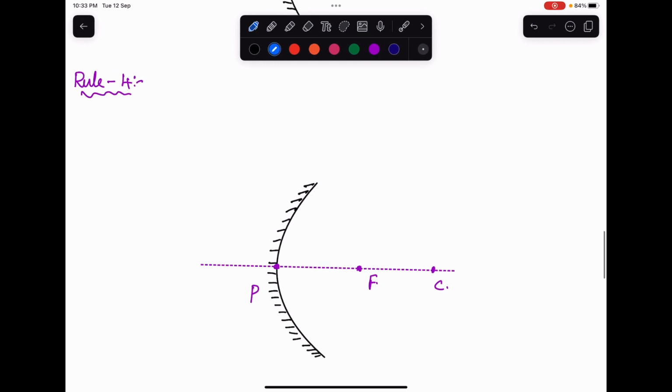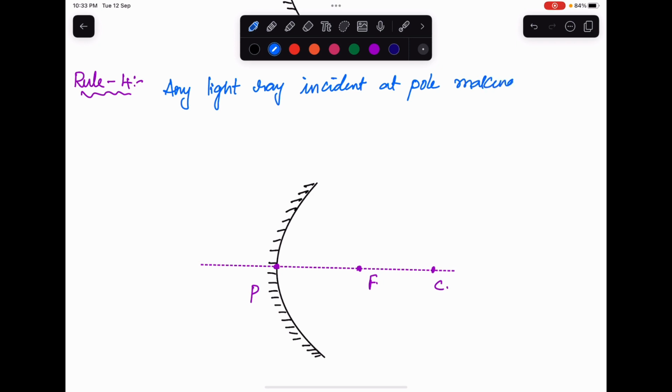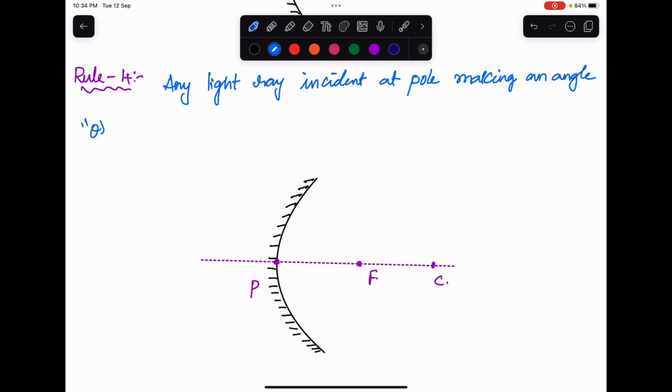Directly, any light ray, this is based simply on the laws of reflection. Any light ray incident at the pole, making an angle theta, so that is your angle of incidence, reflects with the same angle theta. That's it. So this is nothing but your angle of incidence is equal to angle of reflection.